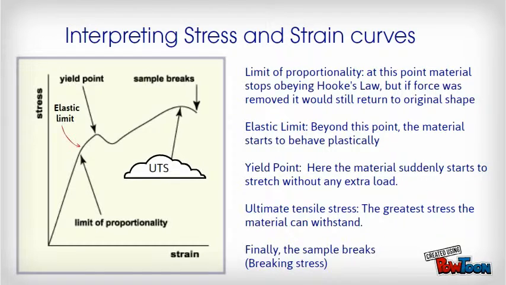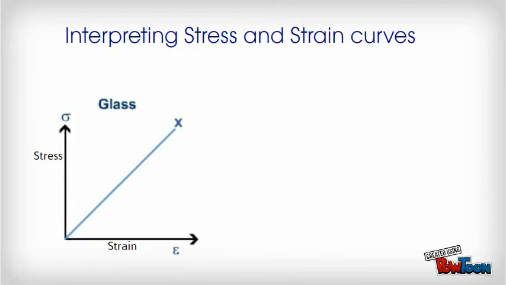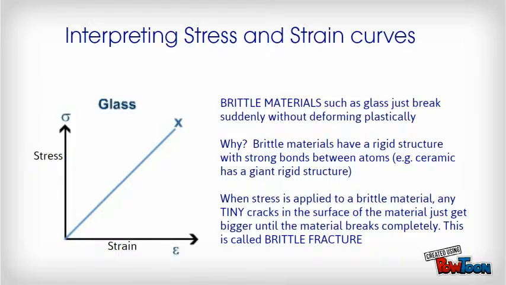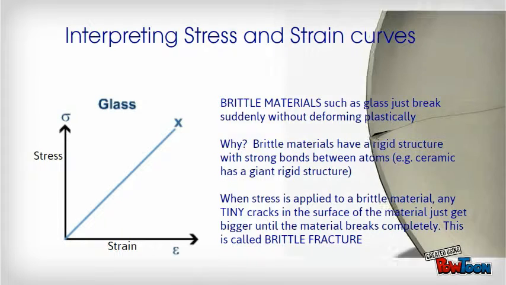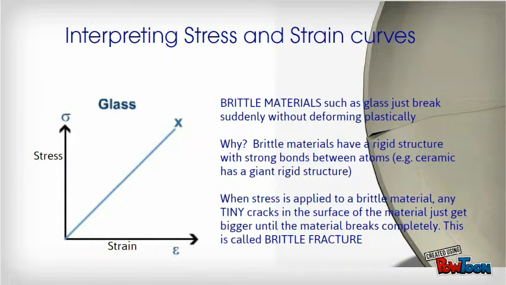And if we look at a material such as glass, we'll find that the graph looks somewhat different. These materials just break suddenly, they do not deform plastically. Well, why is this? Brittle materials have a rigid structure with strong bonds between the atoms. For example, ceramic has a giant rigid structure.